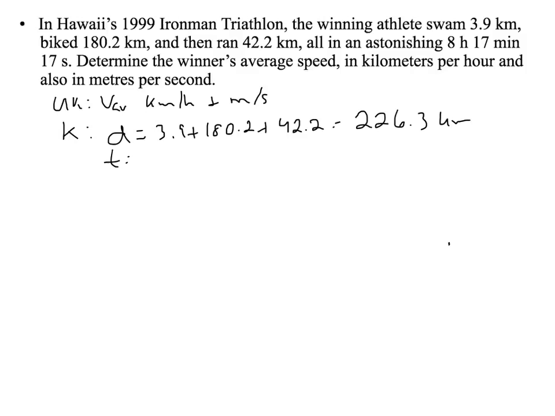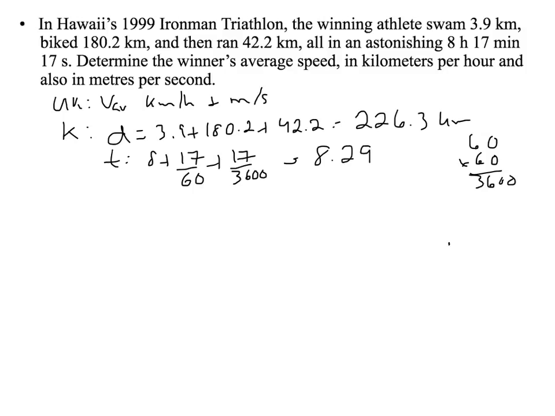Time, we also know, let's find the time in hours, because that's what one of the first questions is asking for. So we have 8 hours plus 17 over 60, because there's 17 minutes in this particular hour, plus 17 over 3600. 3600 because 60 seconds in a minute times 60 minutes in an hour gives you 3600. You put that in your calculator, and you get 8.29 hours.